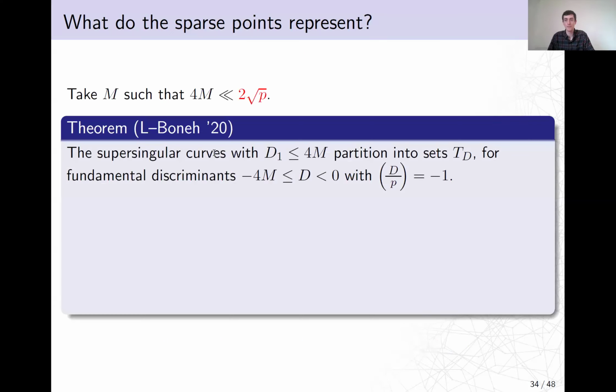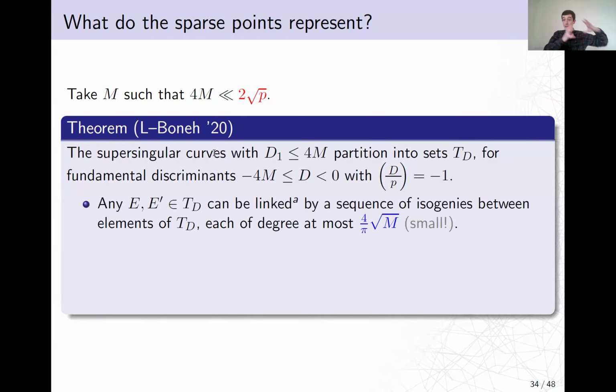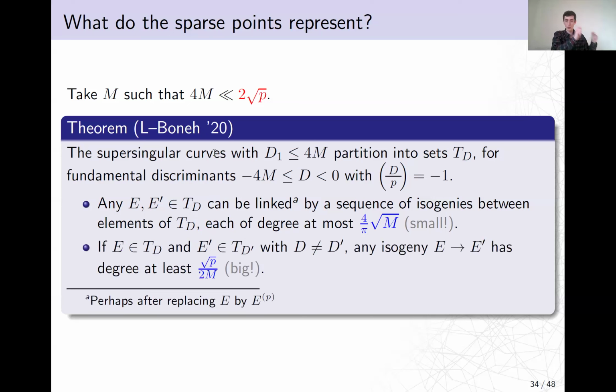This is an interpretation of a result that I proved in 2020 with Dan Boneh, which is that if you take any value of m such that 4m is significantly smaller than 2 root p, then all of the supersingular curves with an embedded quadratic order smaller than 4m partition into one set for every fundamental discriminant corresponding to an imaginary quadratic field that embeds in B_{p,infinity}. Within these sets, if you have 2 points within the same set, there is a short path that connects one to the other without leaving this region. But if you have elliptic curves in 2 different sets, the shortest isogeny from one to the other takes a very long time.